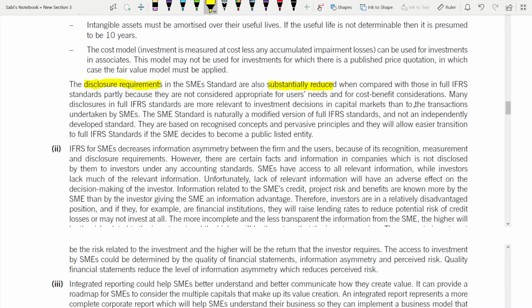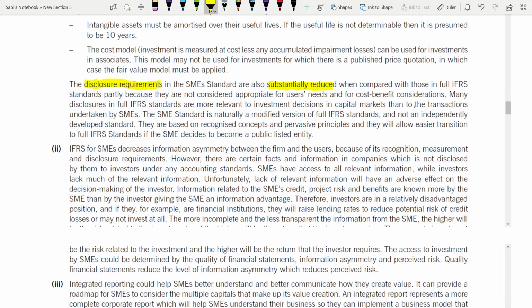IFRS for SMEs decreases information asymmetry between the firm and the user, right? That means, what does this line mean? Please understand line by line. Decreased information asymmetry means both the parties, the firm and the user, will have more or less equal or similar information. So information asymmetry is reduced in SME, not in full IFRS.